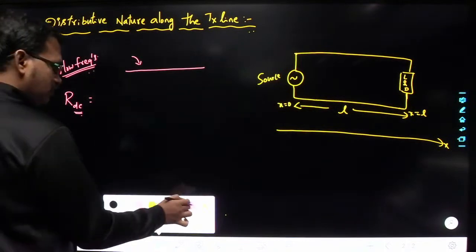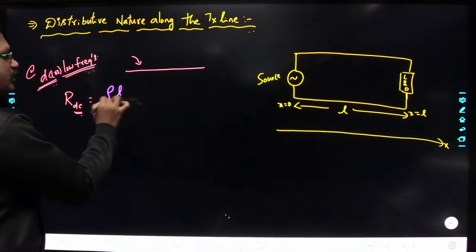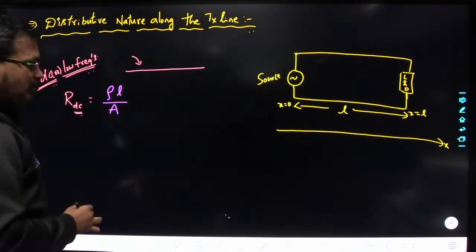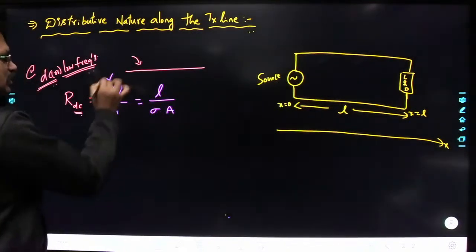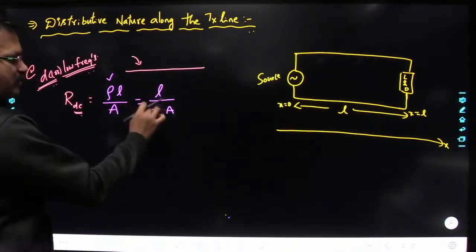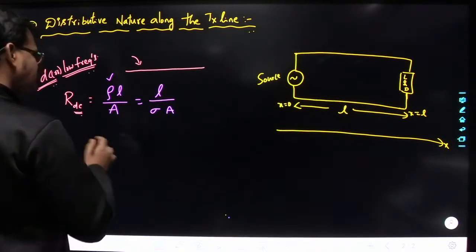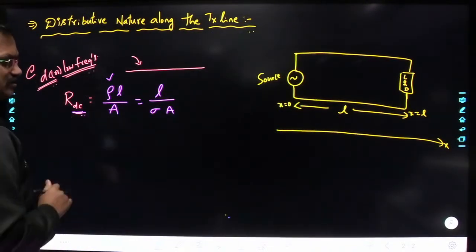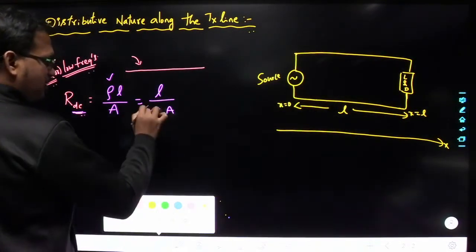So at DC or at low frequencies, what is the resistance offered by a conducting material? It is nothing but rho L divided by A. Rho is the resistivity, which I can write as 1 by conductivity. So the resistance is L by sigma into A.